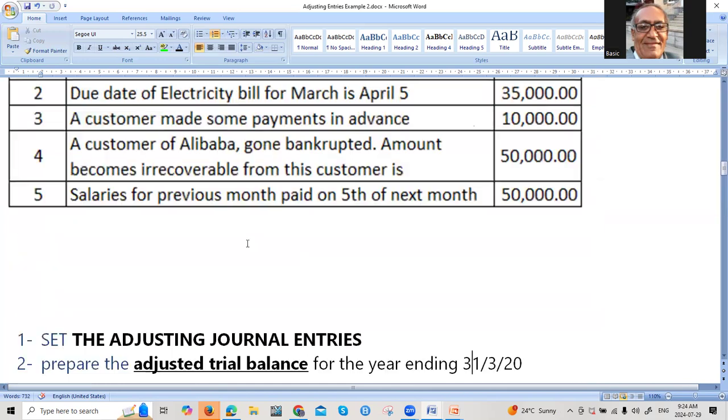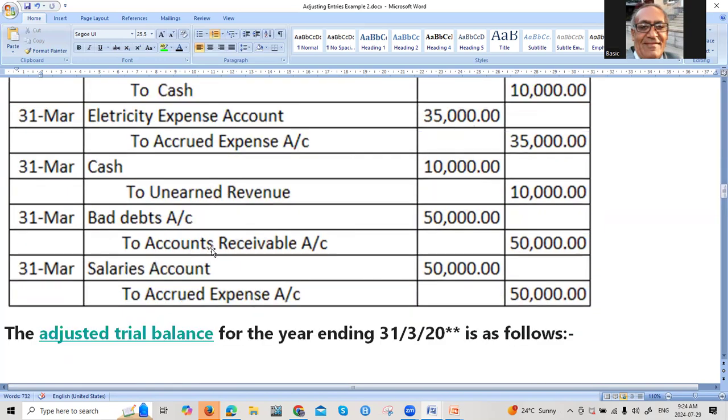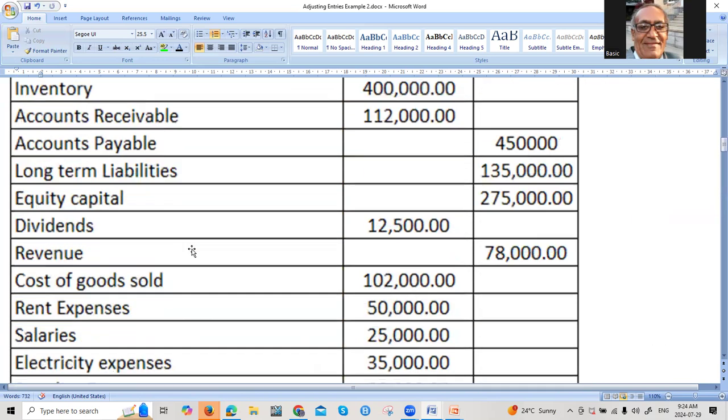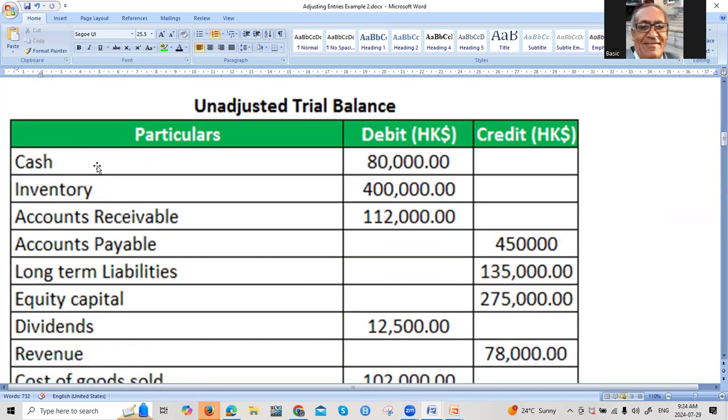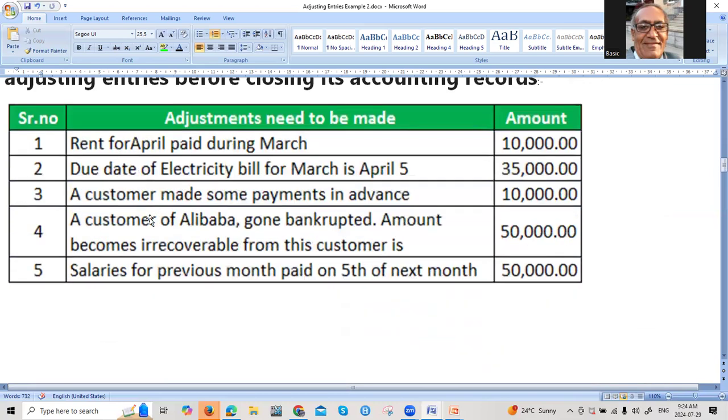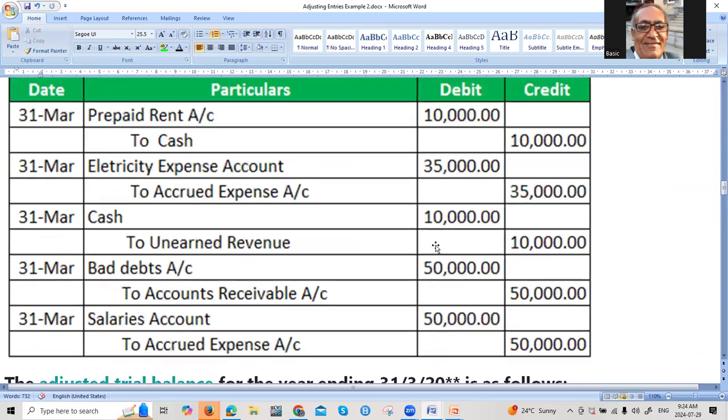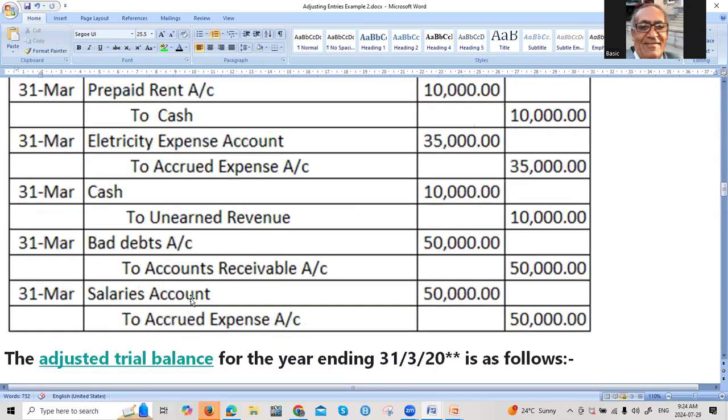Then I have to go and check. Do I have account receivable? Notice that each entry has two parties, one debit and one credit. For that reason, we have to make sure the effect shows here in the trial balance, and that the two parties of the journal entry are showing here. So now I go into a customer of Alibaba, this bankruptcy, 50,000, and we know how to do it: from the bad debts into the account receivable.